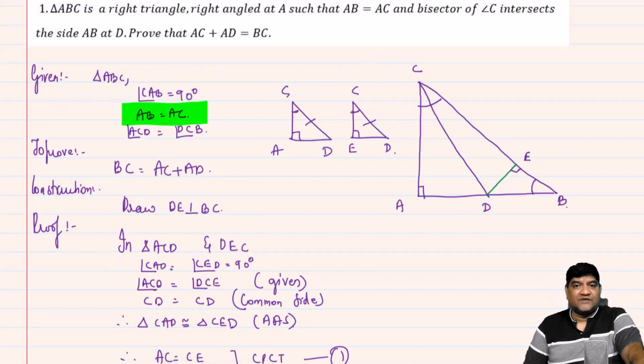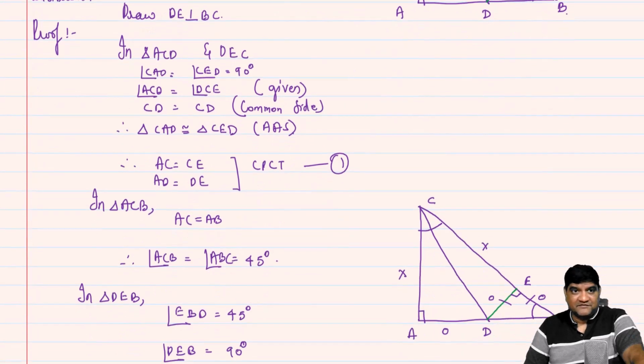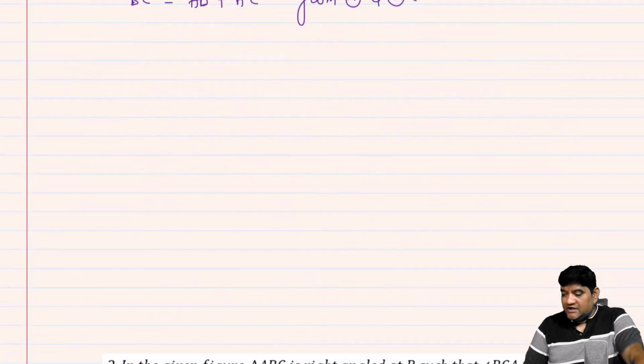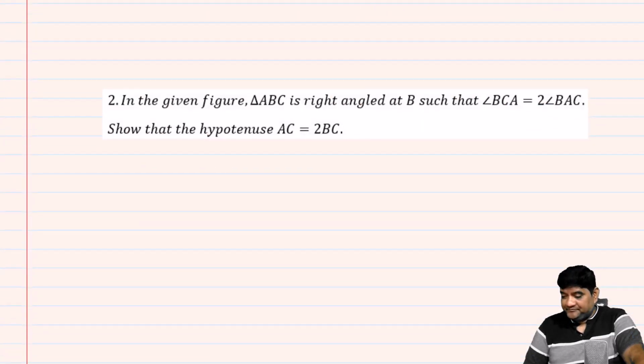So again, in this question, if you do not know the construction, which is DE perpendicular to BC, you will find it difficult to solve it, right? And because now you know it, you might find it easier to solve questions of this type. All right, let's look at the second question.